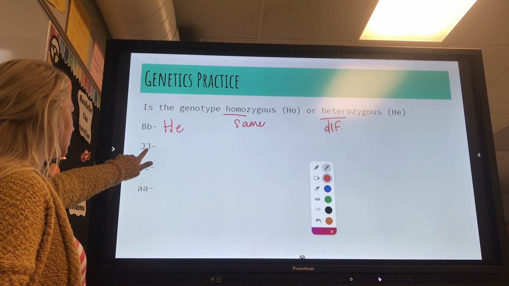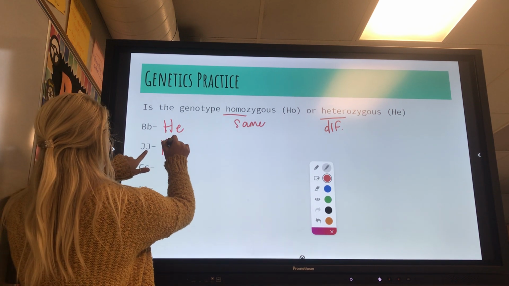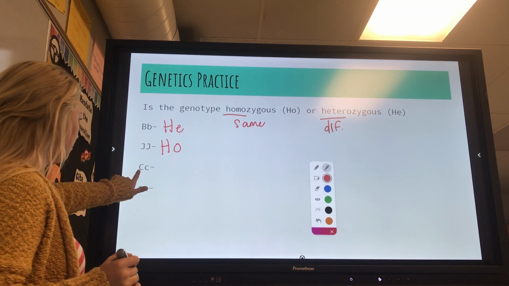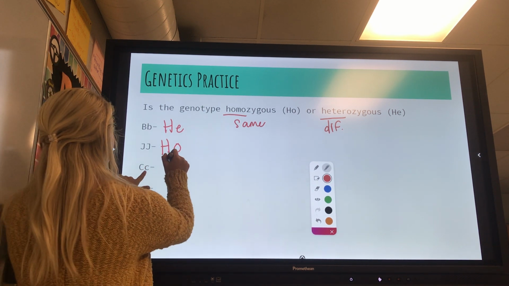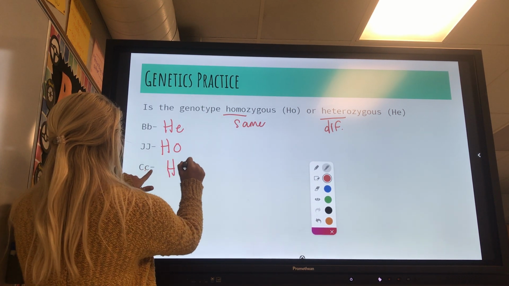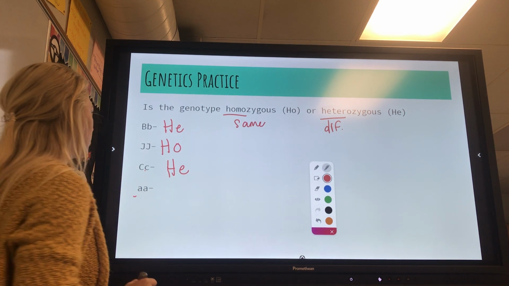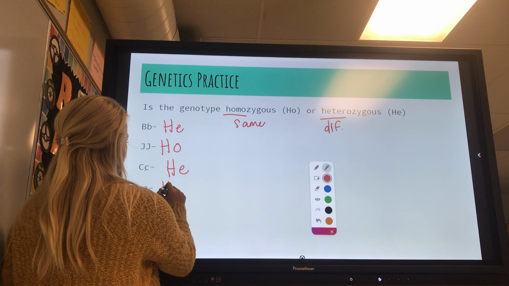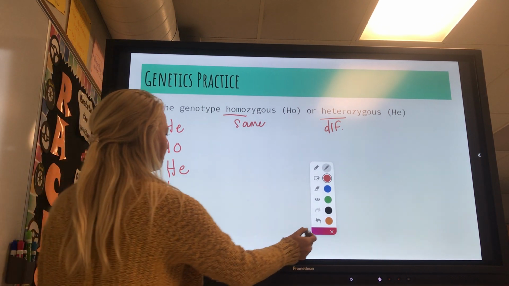Here we have two dominant alleles. Are they the same? Yes, they are homozygous. Here we have a dominant and recessive allele. Are they different? Yes, so they are heterozygous. And here we have two recessive alleles. They would be the same, so they are homozygous. Okay?